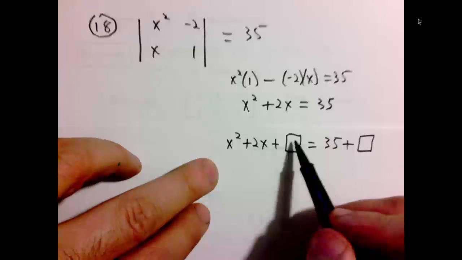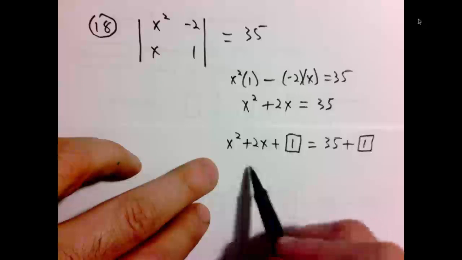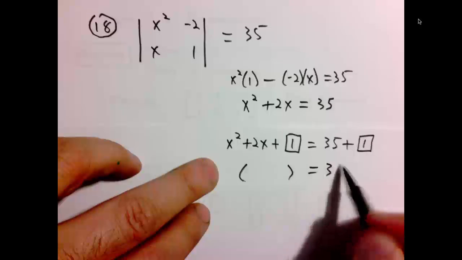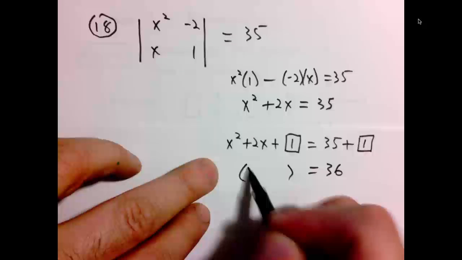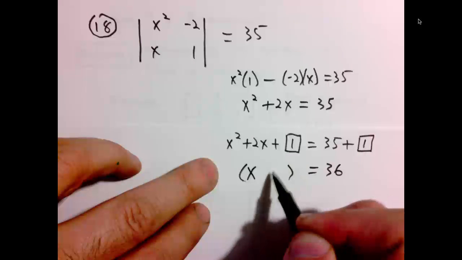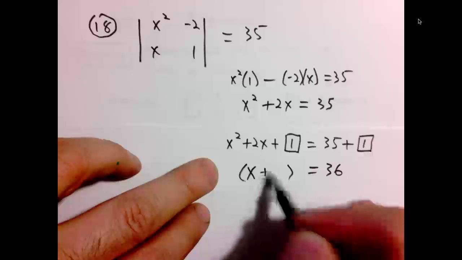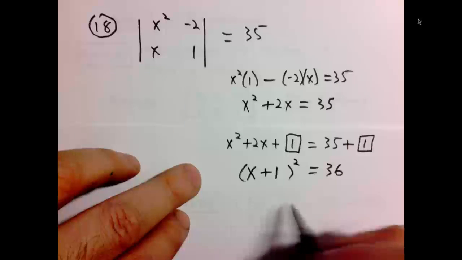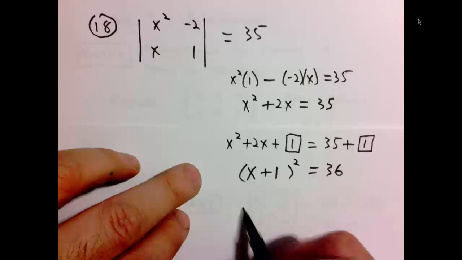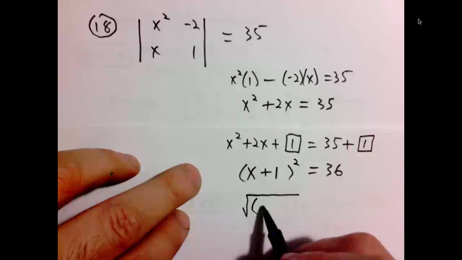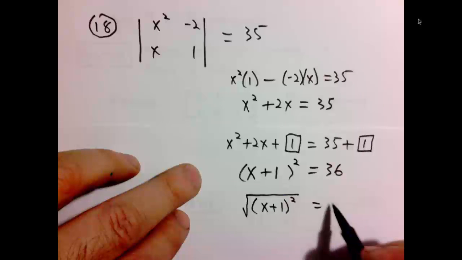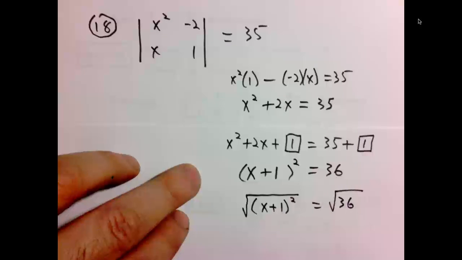Half of 2 is 1, adding 1 to both sides. Now I factor this as a perfect square. 35 plus 1 is 36. The square root of x squared goes first. The square root of 1 goes last, or half of this, whichever way you want to look at it. Quantity squared. Now I take the square root of both sides. I'm going to skip down another line and just show taking the square root of both of these. X plus 1 squared, the square root of 36.